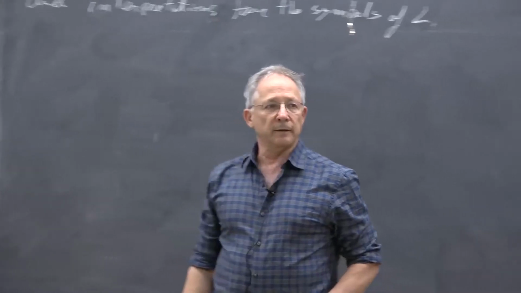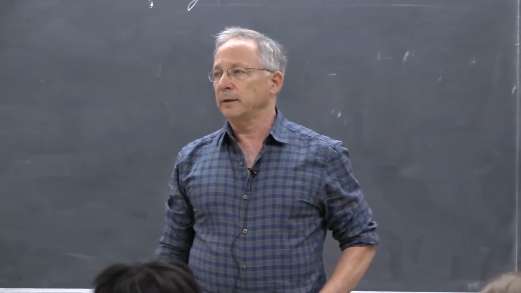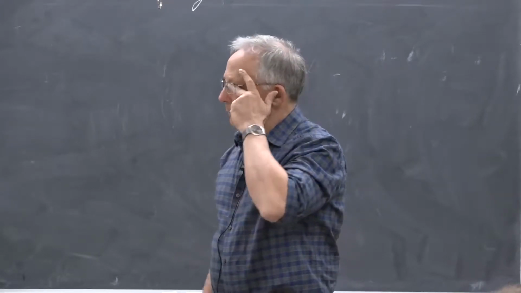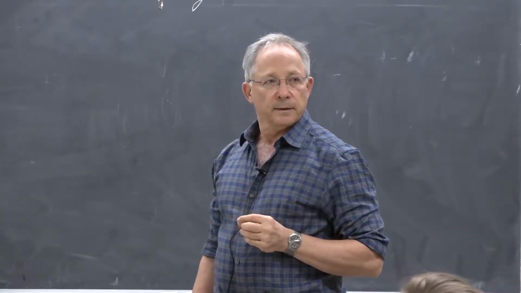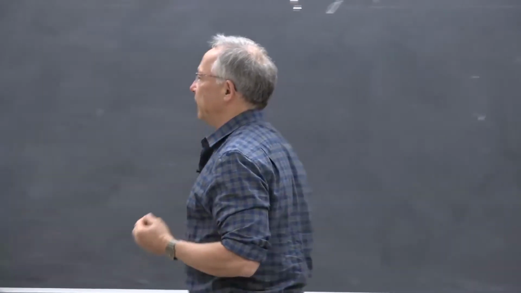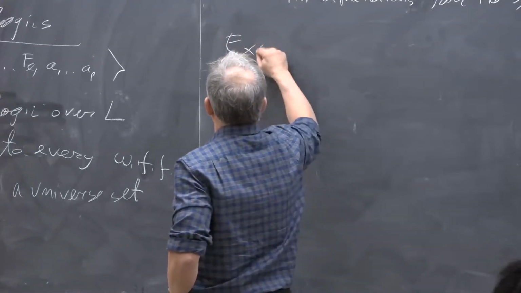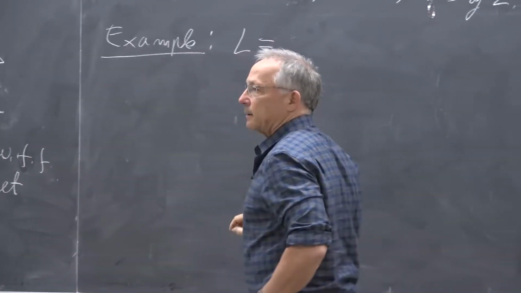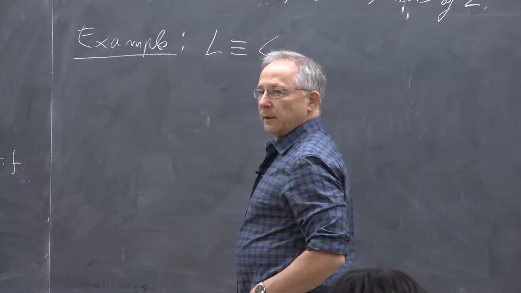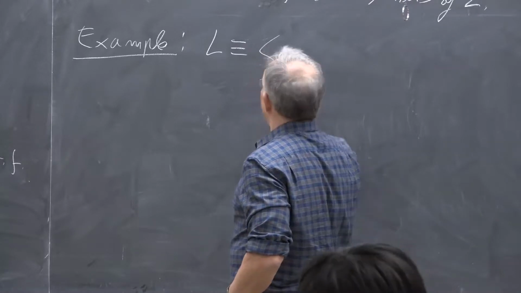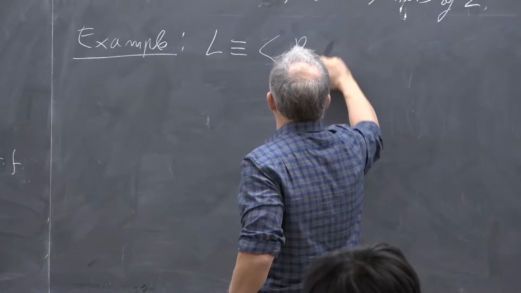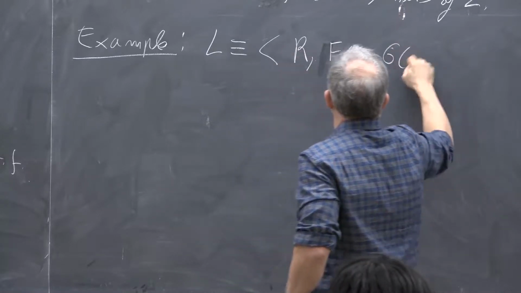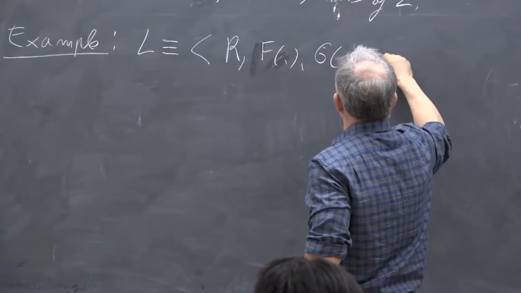And what is the second component that I need in order to assign true or false to every well-formed formula? Let us look at an example. Look at the simplest example. Say my language L has one relation R, two two-place functions f and g, and two constants a and b.